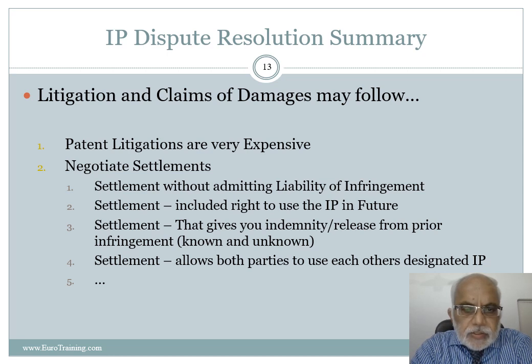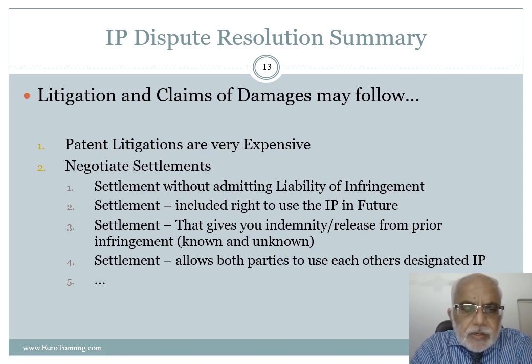Another thing to worry about during settlement is that this settlement must give you indemnity or release from prior infringements, known and unknown. What sometimes happens is somebody sues you for an alleged infringement. You may settle. But then what may happen after some time is that the intellectual property owner may find out other things that you might also have infringed, and then he sues you again for it. So therefore, when we make any settlement, we must write down in the settlement that this settlement will release the alleged infringer or your organization from any known and unknown intellectual property violations of the past, so that no new cases can be brought against you.